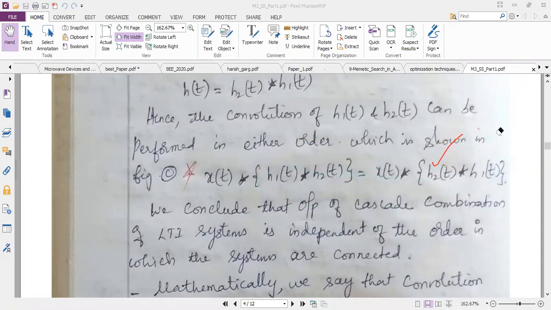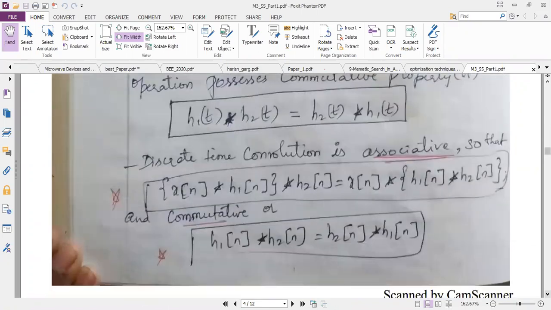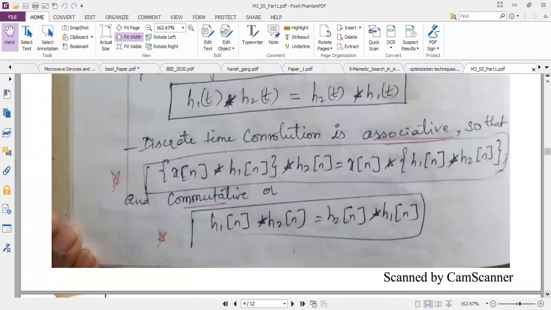Finally, so far I have written the properties of associative and commutative only for the continuous time signal. I should write it for the discrete time system also. So the discrete time system I have written here. So with this, I stop today.